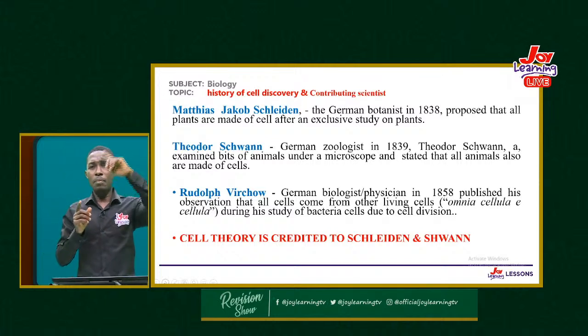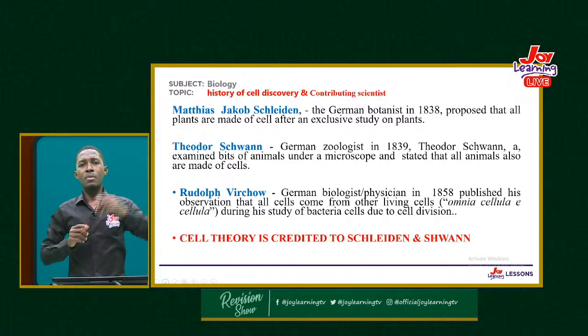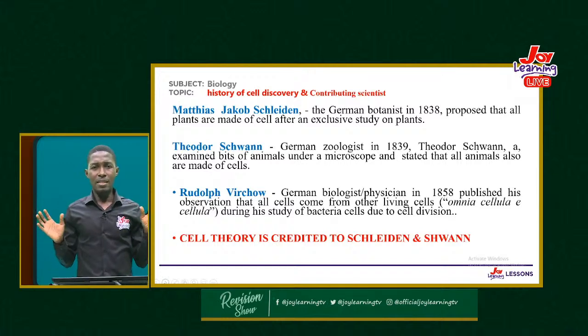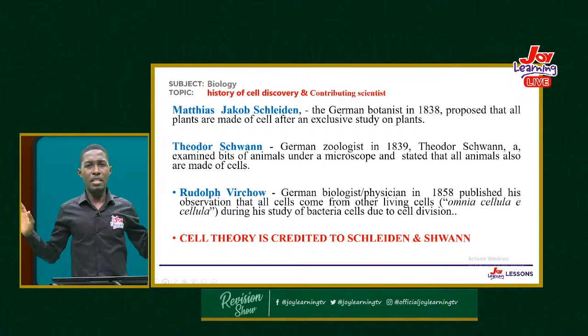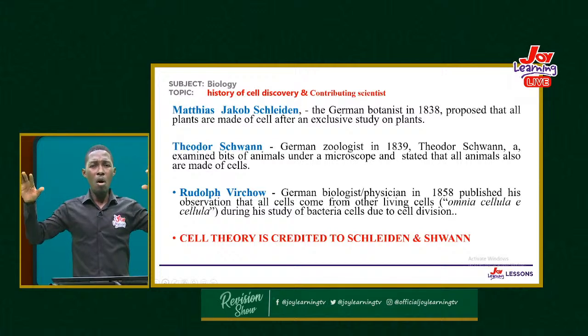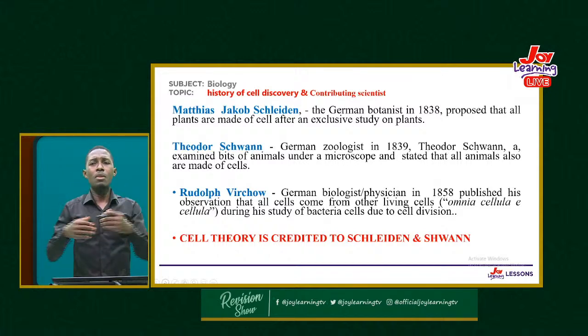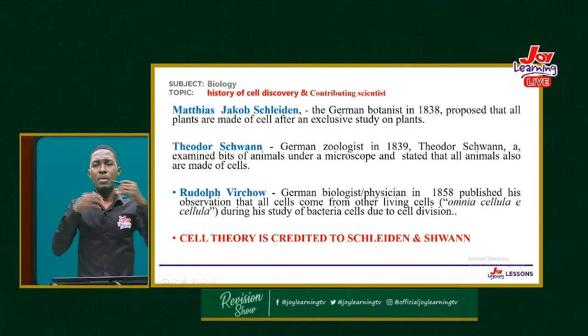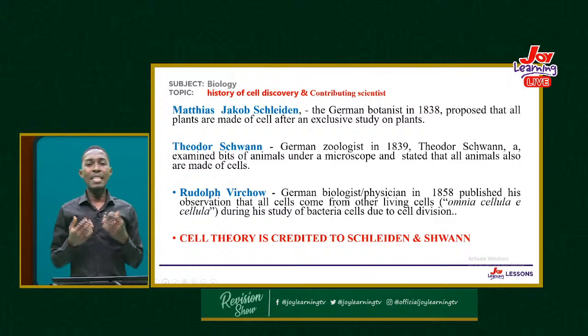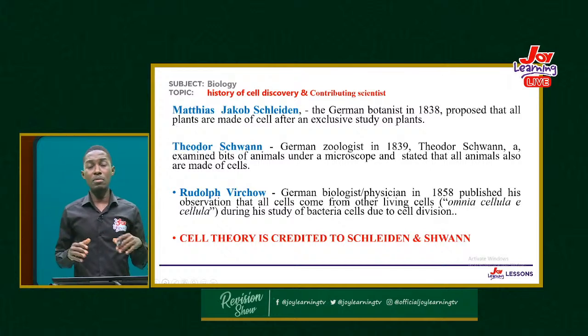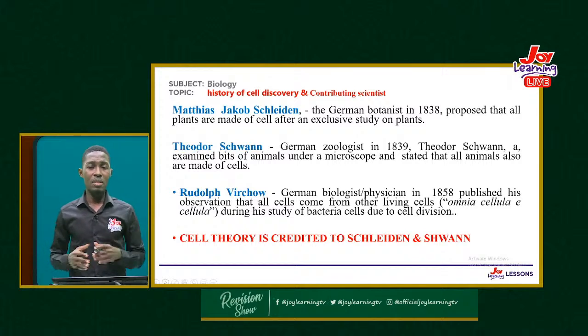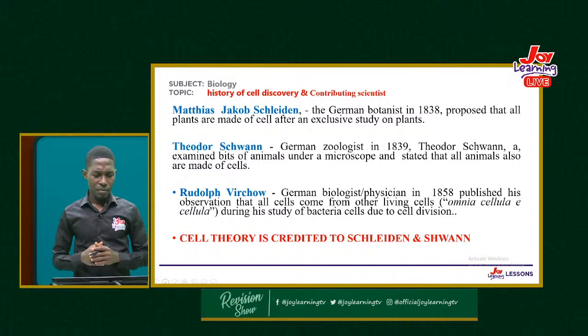Another person also said plants had the same cell. So two scientists working on two different organisms were able to conclude that all organisms of that kind all have cells. Animals have cells, then plants have cells. At that time, these were the common organisms they were working with. So they concluded that all living organisms are made up of cells.